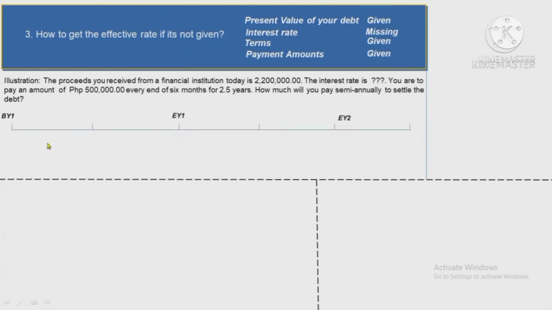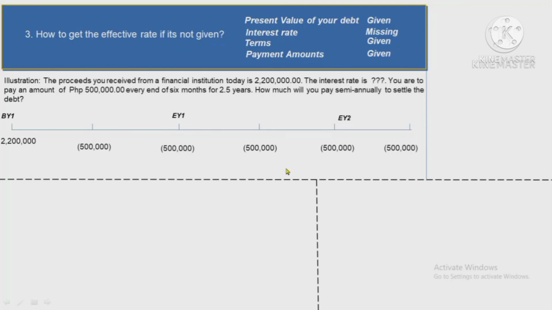So, at the very beginning, you are to record 2.2 million as your liability, which is equivalent to the proceeds that you have received from the financial institution. And according to the problem, you are gonna pay 500,000 each of the 6 months period. Then, if you add this 500,000, all in all, you're gonna pay 2.5 million. So based on our analysis, it is very clear that there is an interest charge because you're gonna pay 2.5 million, however, you have only received 2.2 million. The question here is, how much is the interest rate? However, we cannot use this timeline in order to get that missing rate.